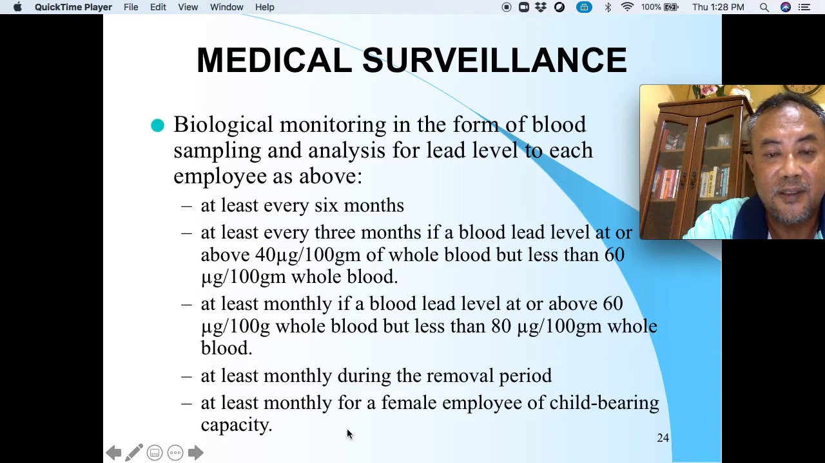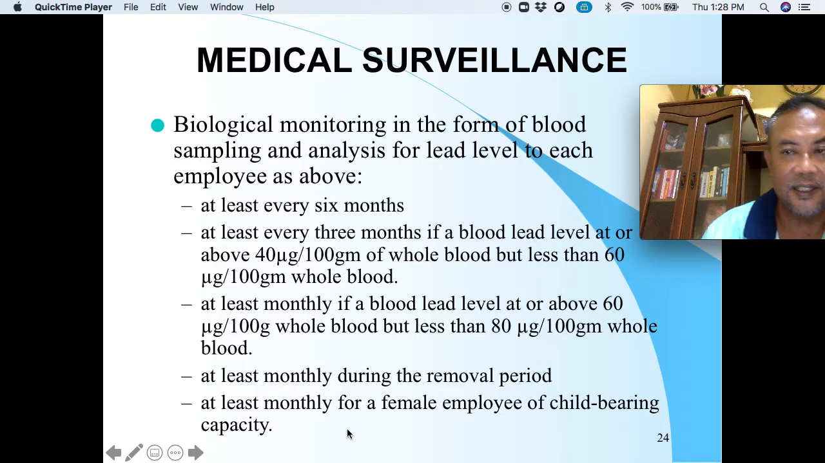Perempuan sebulan sekali, yang childbearing capacity. Childbearing capacity ialah mempunyai keupayaan untuk mengandung, kan? Mempunyai keupayaan untuk anak dara lah, anak dara perempuan, pekerja anak dara, sebulan sekali. Ini penting untuk medical surveillance.